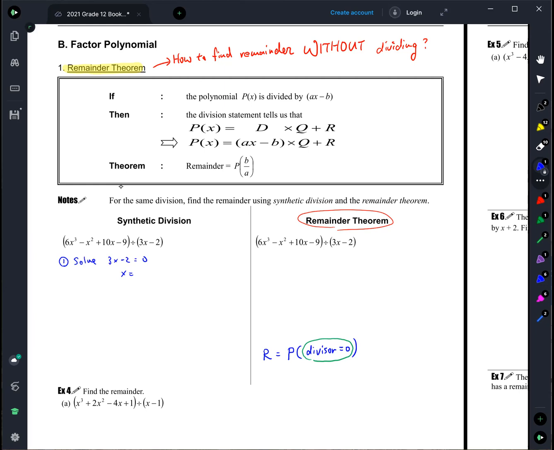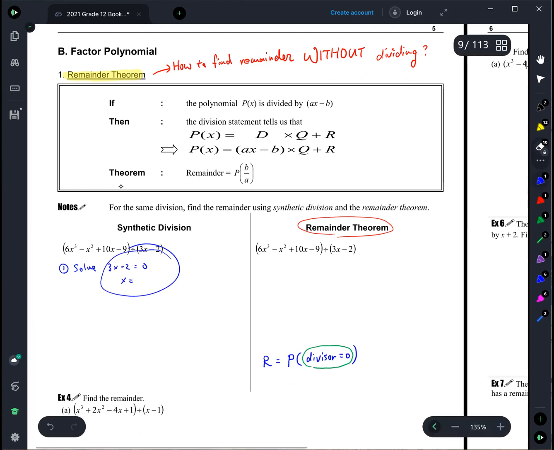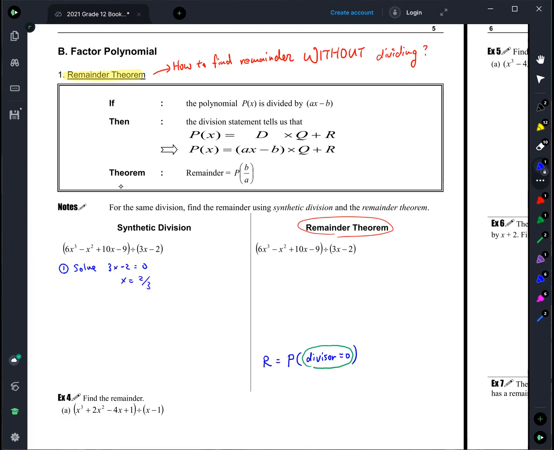Okay, where are you now? What page are you on? I'm on the same page. Okay, my question is on the left side here. Divisor equal to 0. If you solve it for x, what do you get? Oh, sorry, I was looking at the right side. It's the same question. 2/3, okay? So 2/3 is the number you are going to put into the P. So the remainder theorem tells us that remainder will equal P of 2/3.